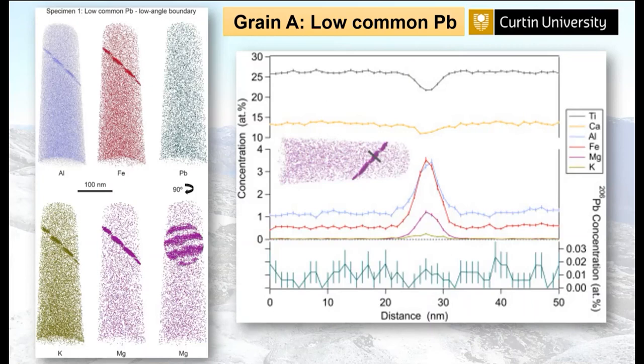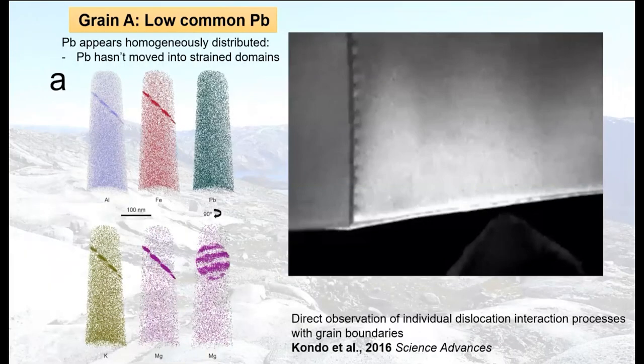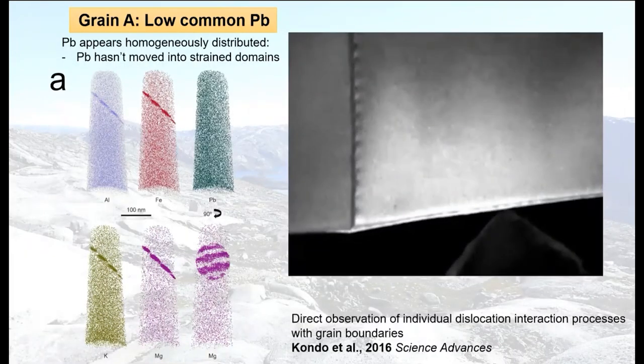This is just a reconstruction across the dislocation. So we can see, importantly, lead is homogeneous, shows no difference, but these other elements show either enrichments or, in the case of titanium and calcium, slight depletions. So what's actually going on? And this is, I think, really interesting.